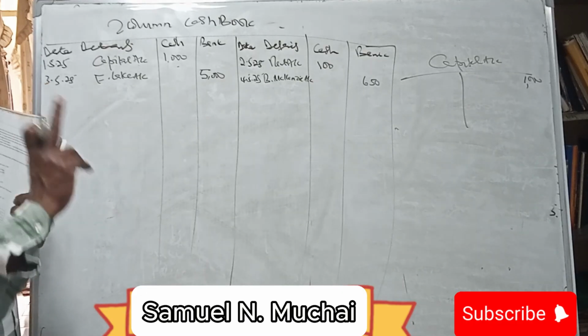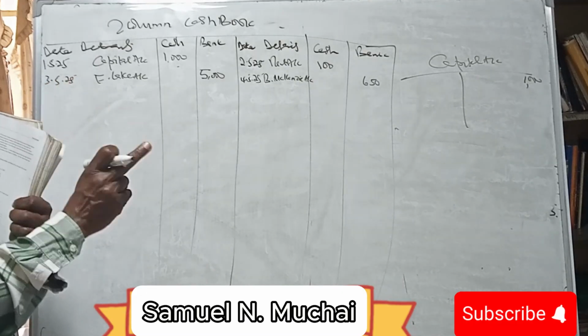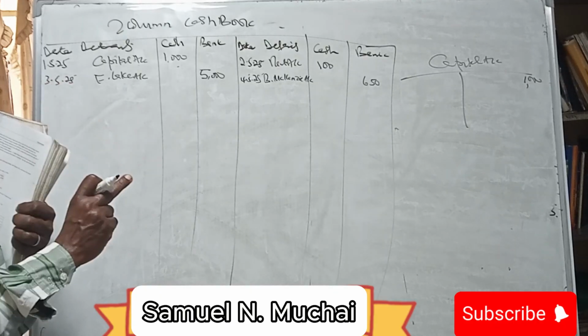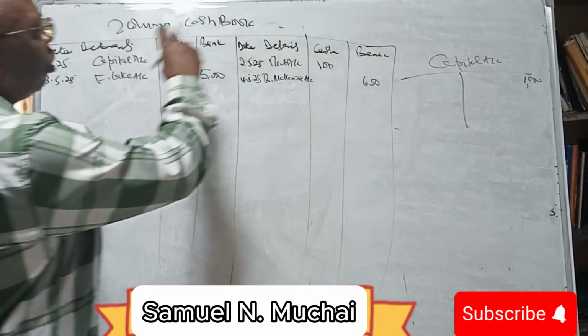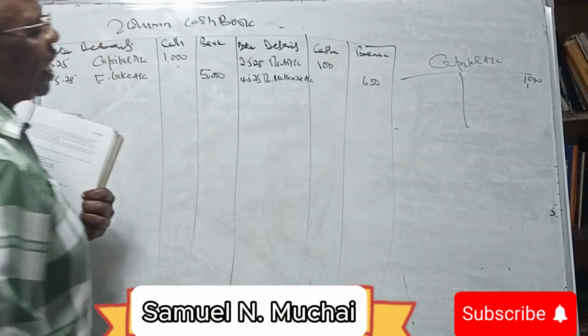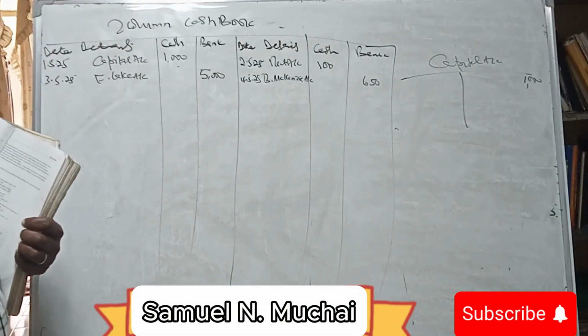A reduction in a liability, we debit the liability account, as we reduce the asset of bank. So a reduction of an asset, we credit the asset account.